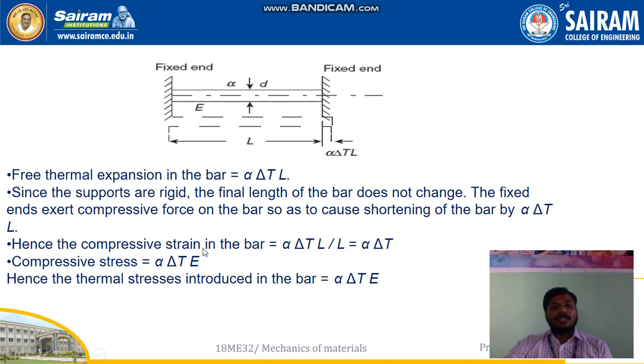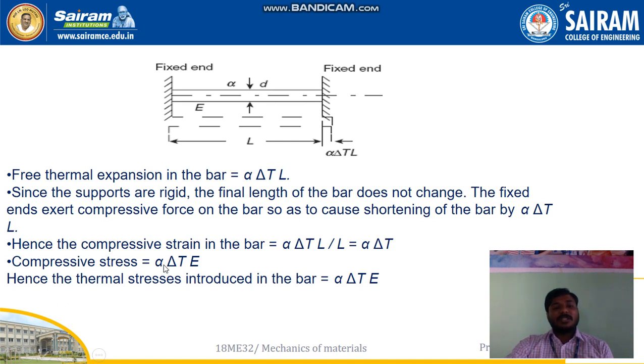Hence we get compressive stresses. The compressive strain in the bar is the change in length by the original length. Strain in any bar is the change in length by original length. Because of the free thermal expansion, the change in length is alpha into delta T into L, divided by the original length, which is the initial length we have before the thermal expansion.